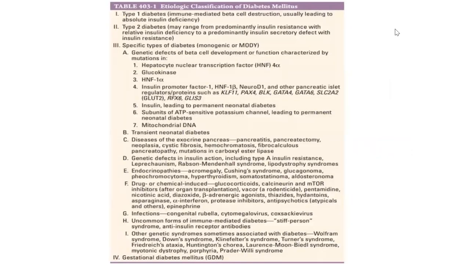Now, the etiological classification of diabetes mellitus. This table is taken from Harrison. First type is type 1 diabetes mellitus. We already know that this is immune-mediated beta cell destruction, usually leading to absolute insulin deficiency. That's why we say that in type 1 diabetes, the treatment is insulin only, because the OHAs don't work here, as there is absolute insulin deficiency. We also used to call it insulin-dependent diabetes mellitus, but this term is obsolete now.